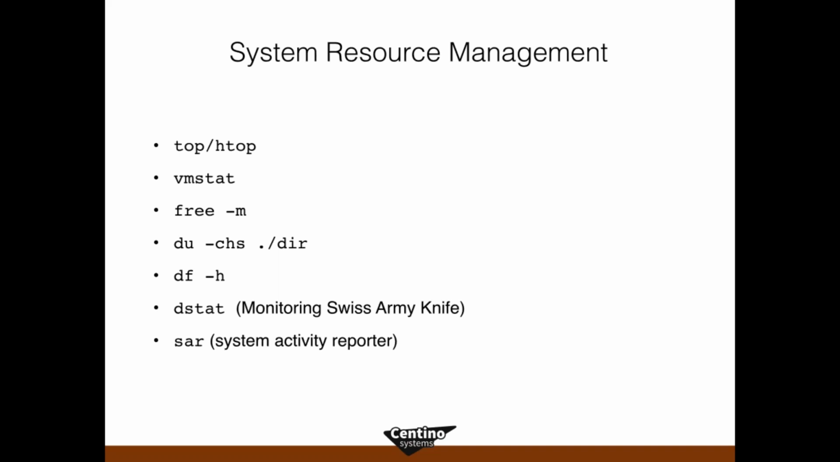du -chs is going to give you the size of the directory passed in as a parameter. So if you need to understand how much disk space is being consumed by a directory, that'll give you that answer. df -h will give you the per volume disk space utilization for particular volumes on your system. Now there's two final commands here. The first one, dstat, is the point in time troubleshooting tool that I use.